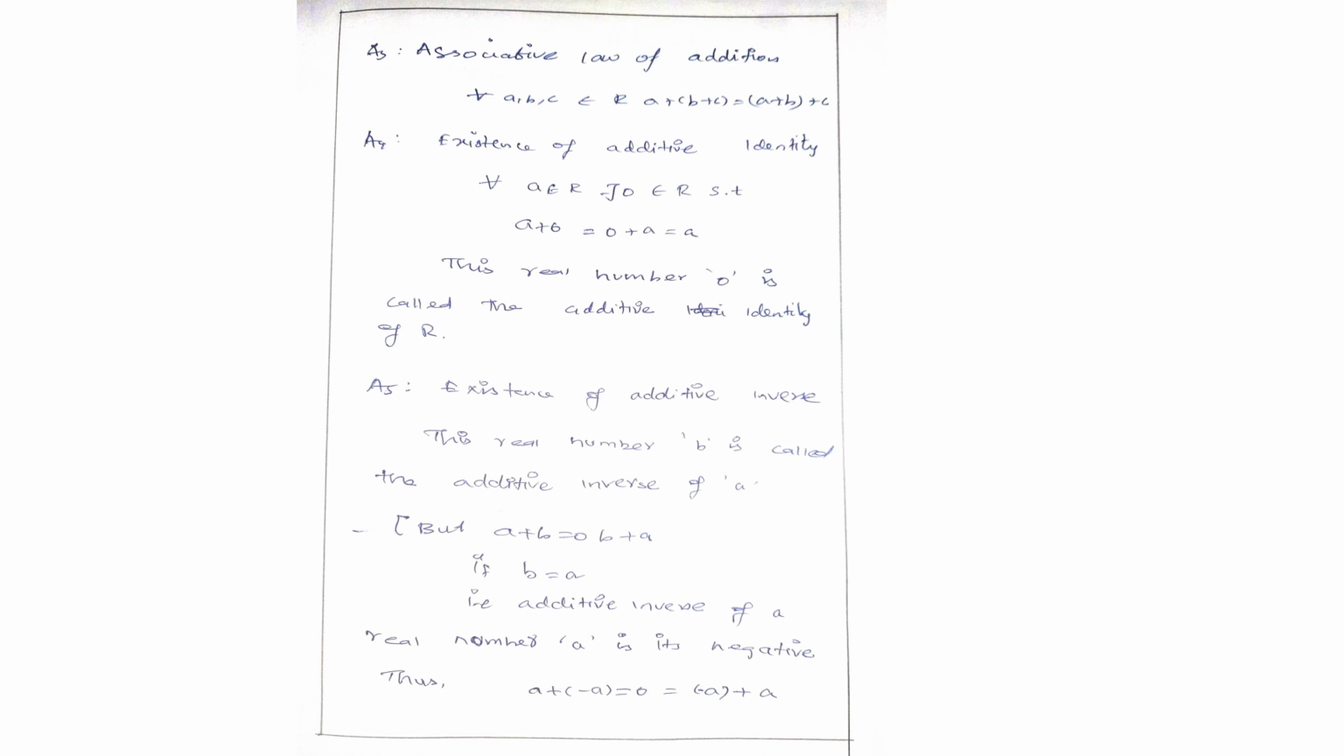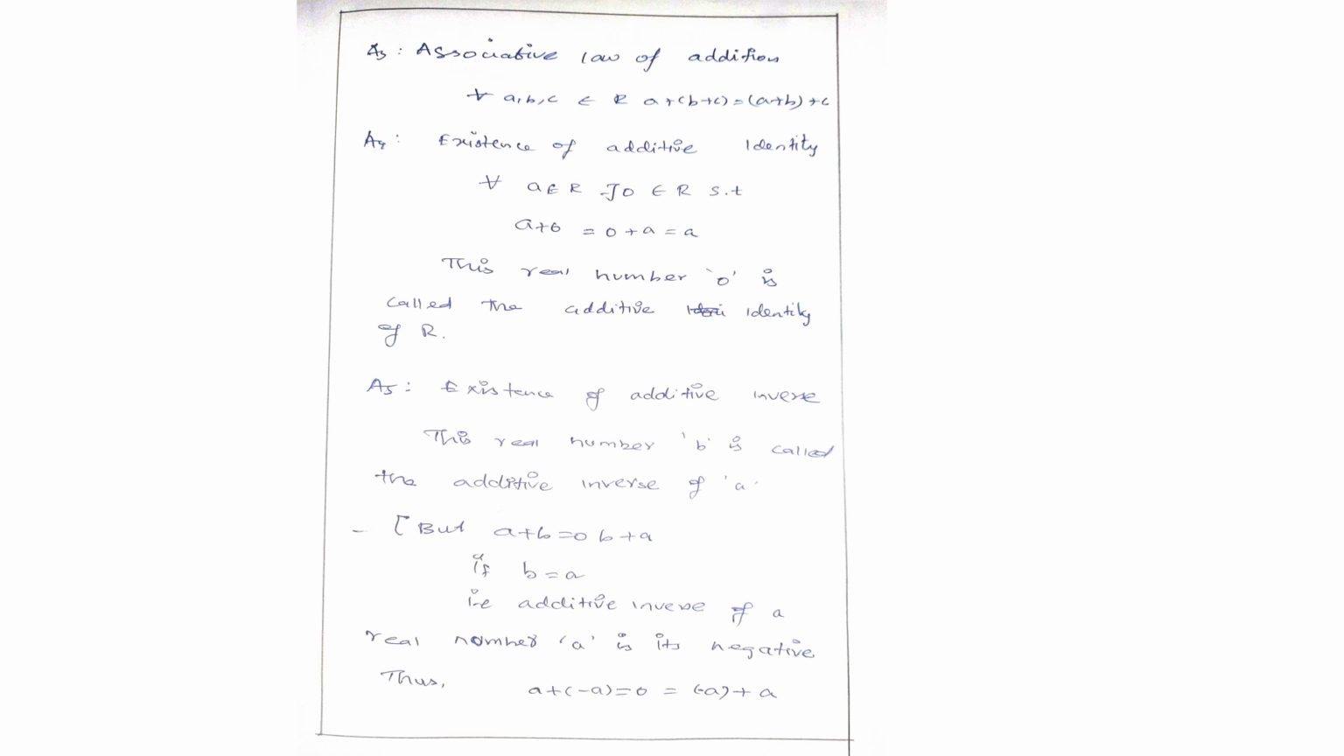Here we can change the grouping: a plus (b plus c) is equal to (a plus b) plus c. For the left hand side, see that a plus (b plus c): first we add b plus c, then add with a. On this side, first we add a plus b, then add with c. This is the associative law of addition.